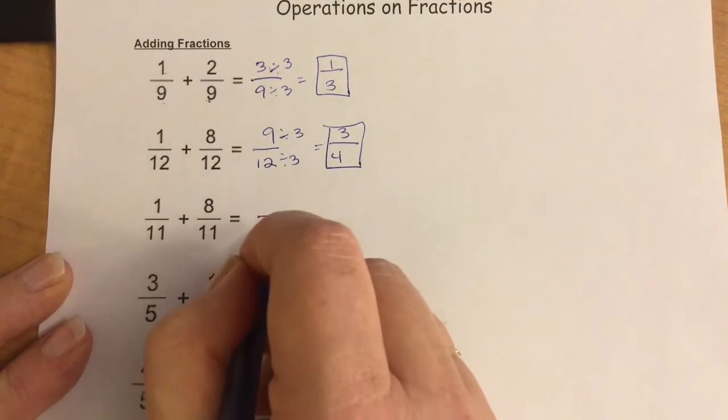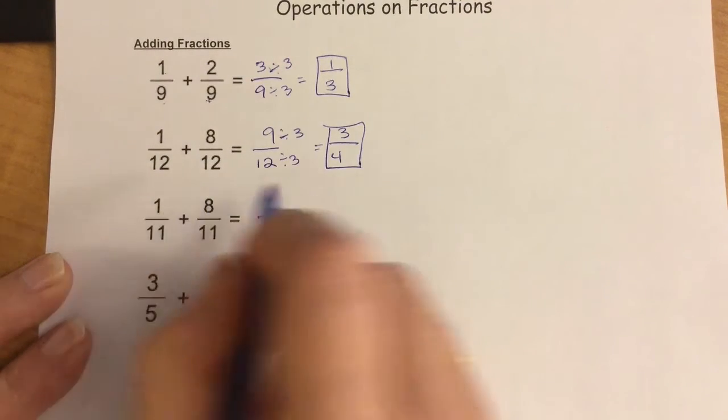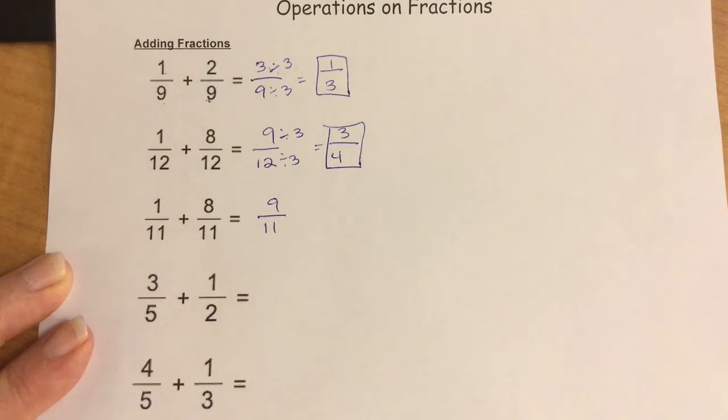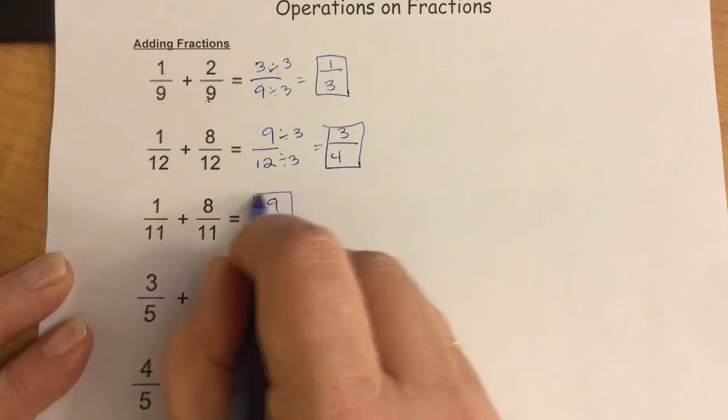11 and 11, so keep your denominator and then add the numerators, 1 plus 8. And this time we're done because you can't reduce 9/11. So that one's done. If we keep going, you see we have a problem here.